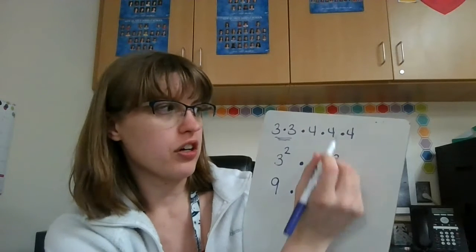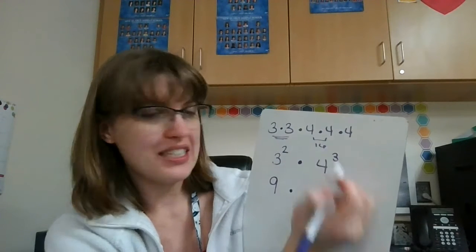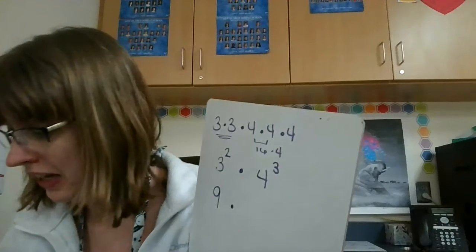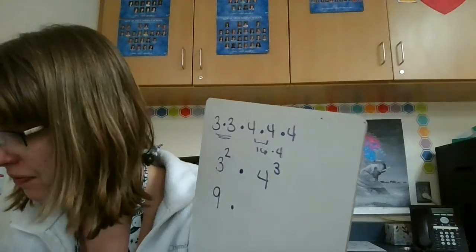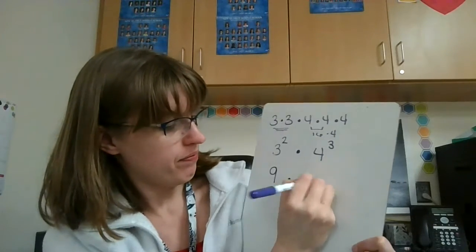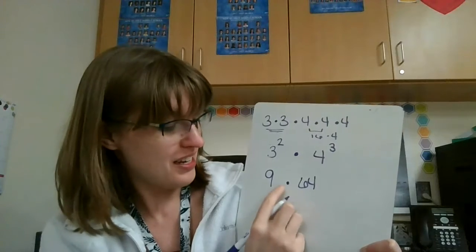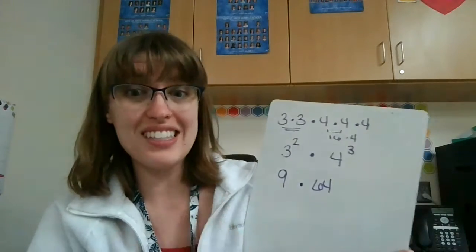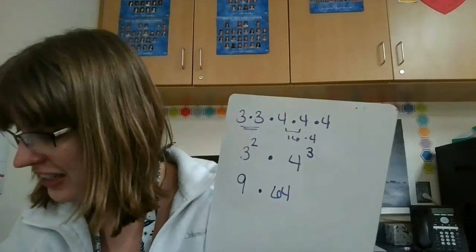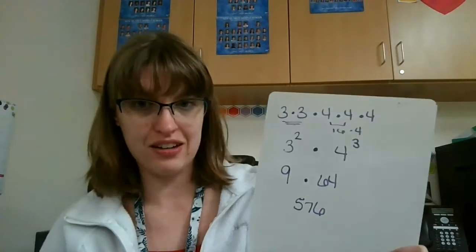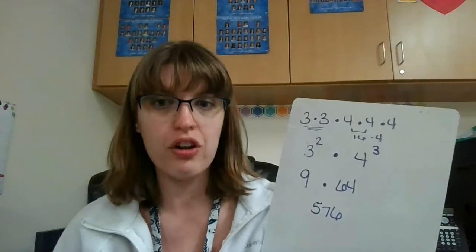Ooh, what's 4 to the third? Well, 4 times 4 is 16. Times 4, I don't know that off the top of my head. I'm going to use a calculator. It's 64. Notice it's still multiplied, right? That's what we have in the middle. So we still have to multiply. 9 times 64 is 576. That's what this expression would have equaled.